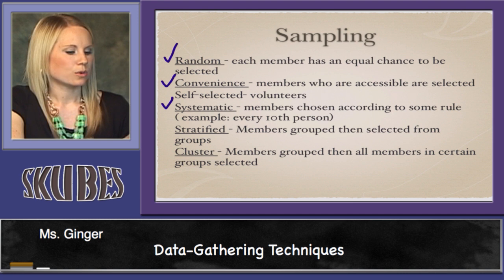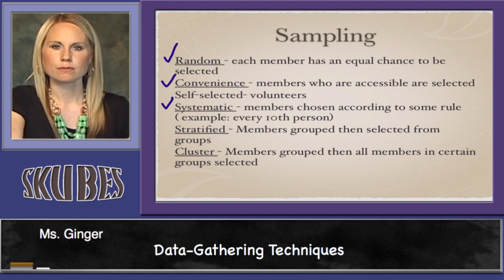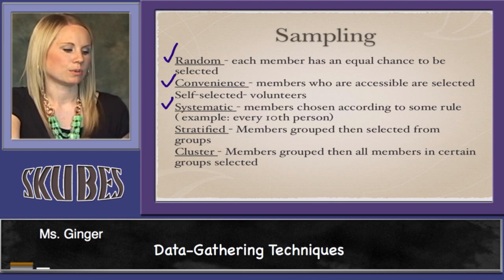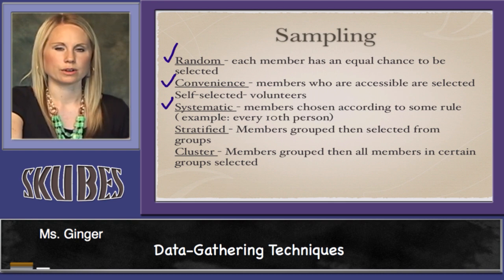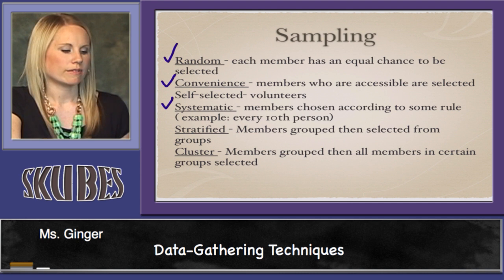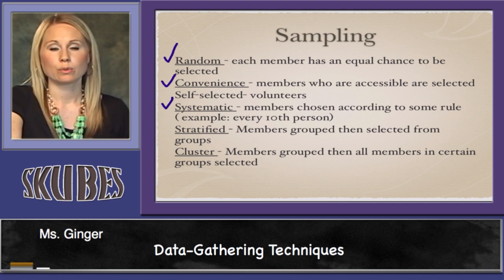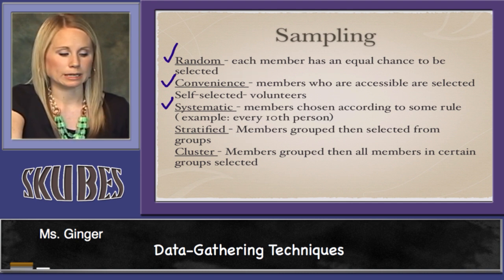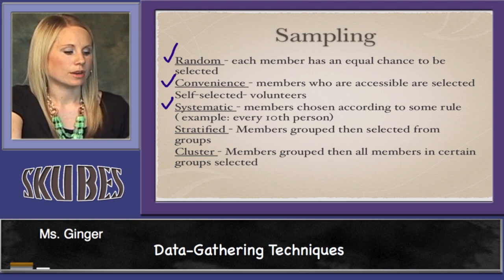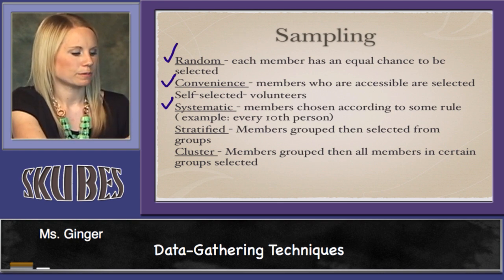Systematic is going to involve some type of system for you gathering your data. Maybe you're looking through the phone book and you call every 10th person or every 20th person. You have a system and you don't know who that person's going to be when you call them, but you have some kind of system to it.